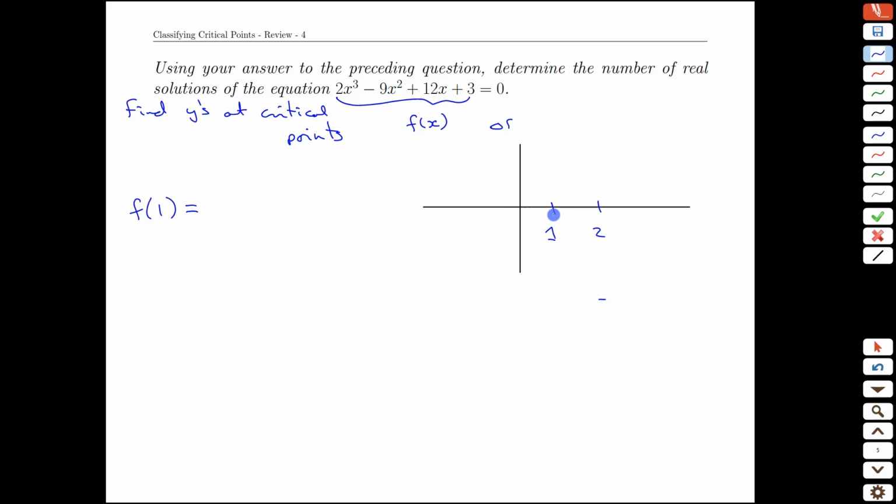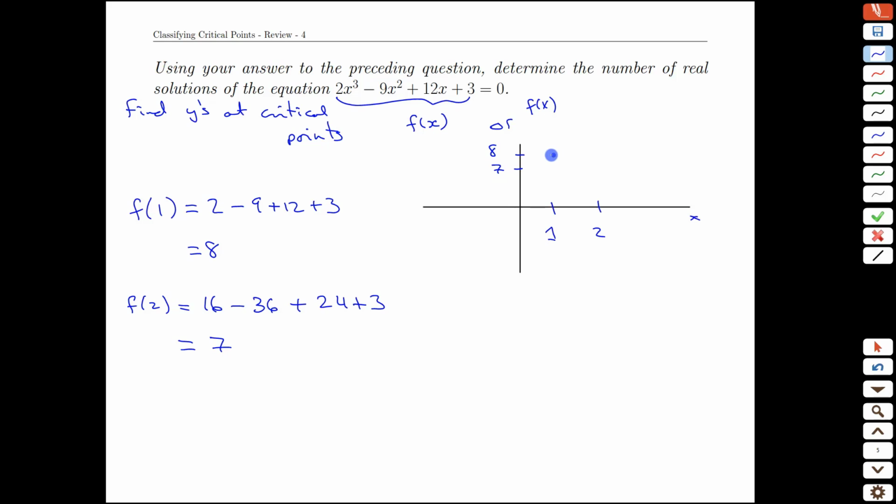All right, so the critical points were x equals 1 and x equals 2, so let's find the value there. Just plugging in x equals 1 into this formula, we get 2 minus 9 plus 12 plus 3. That equals 8. And similarly, if we plug 2 into this formula, we get 2 times 8 is 16, minus 9 times 4 is 36, plus 12 times 2 is 24, plus 3. And that equals 7. All right, well, that gives us enough information to sketch our graph.